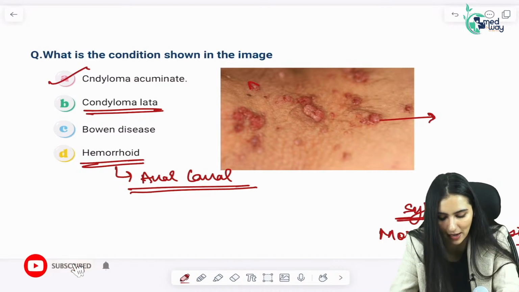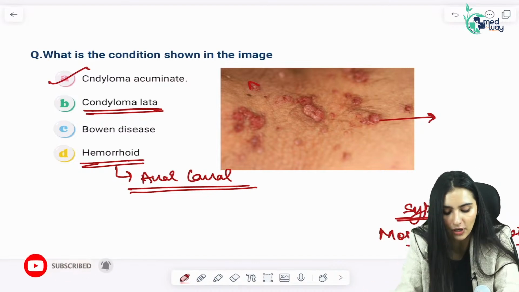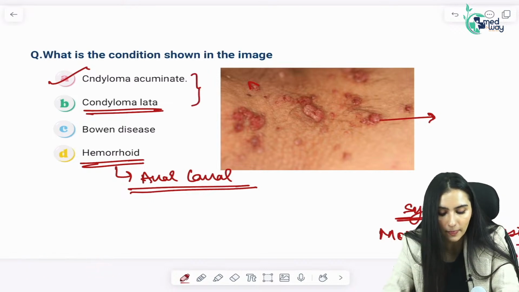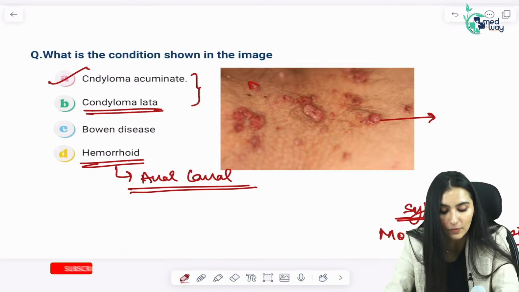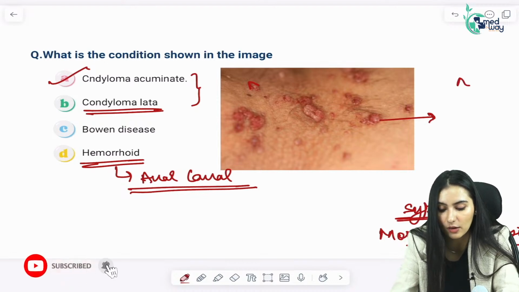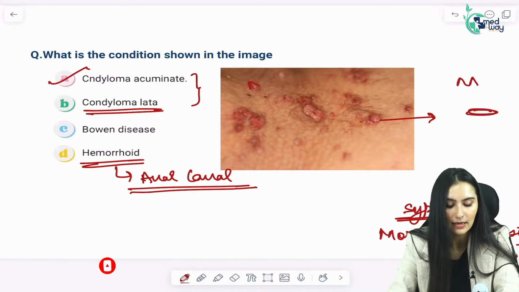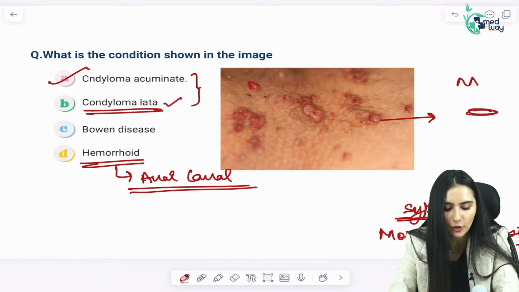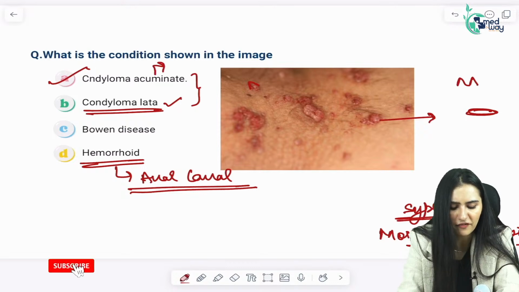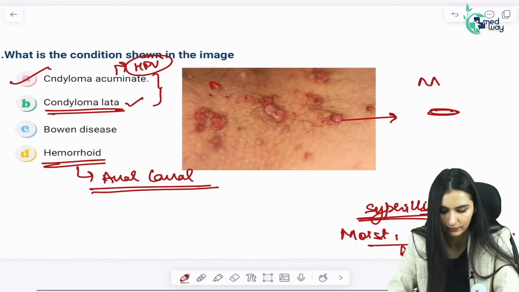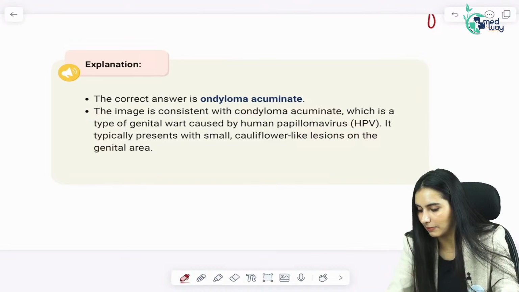I hope I have told you why it is a condyloma acuminata. You should not confuse condyloma acuminata and condyloma lata because both of them are pretty much similar, but acuminata is always going to be projected out and lata is always going to be flat coin-shaped lesions. Lata will be present with syphilis and acuminata is a normal viral infection. It is an HPV infection. Okay. Next question. If any queries, you guys can let me know.